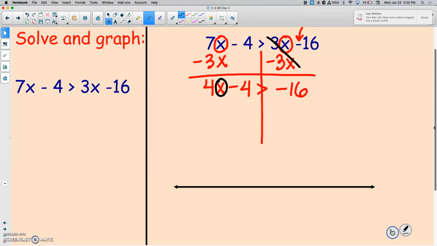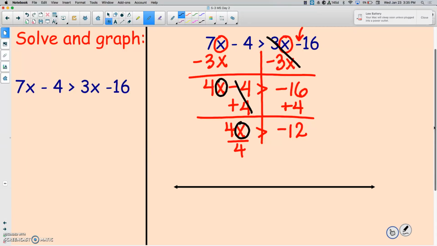On the same side with my variable, I have a minus 4, so I will add 4 to cancel that out, which leaves me 4x is greater than negative 12. Negative 16 plus 4 is negative 12. And then for my final step, 4x means 4 times x, so the inverse of multiplying is dividing. So I divide both sides by 4, so that leaves x is greater than negative 3 for my inequality.